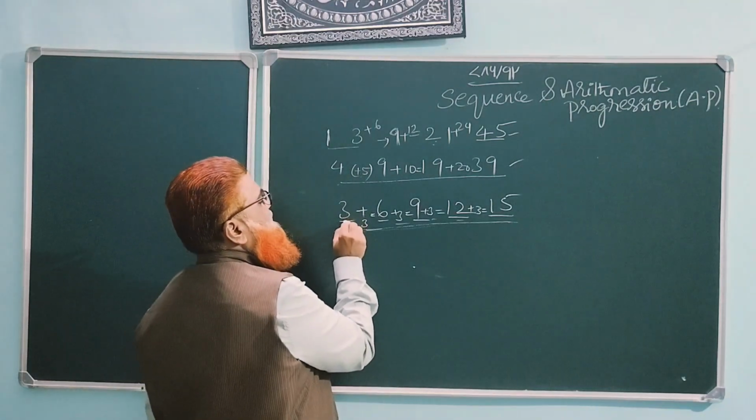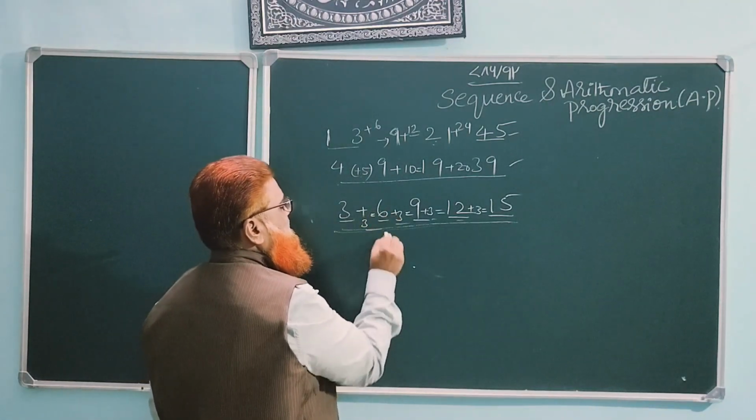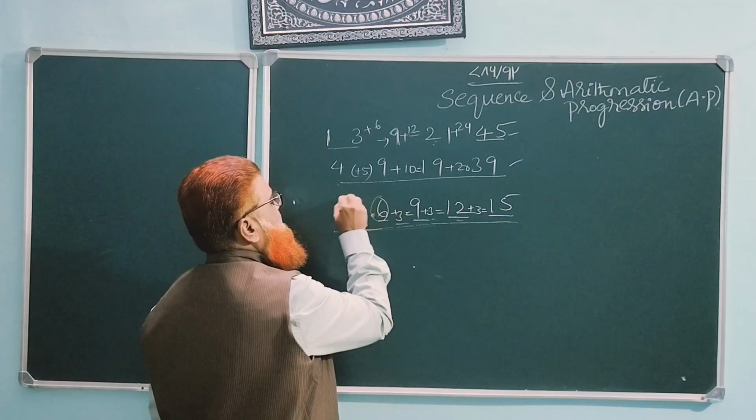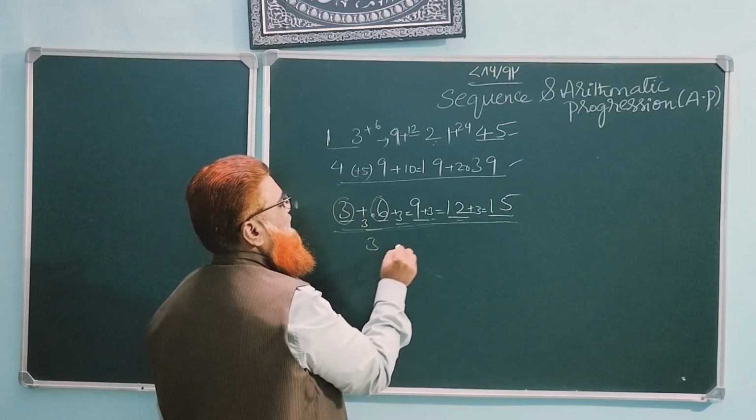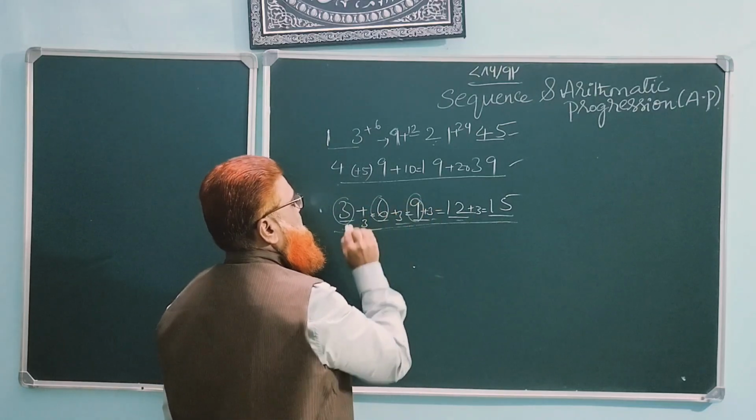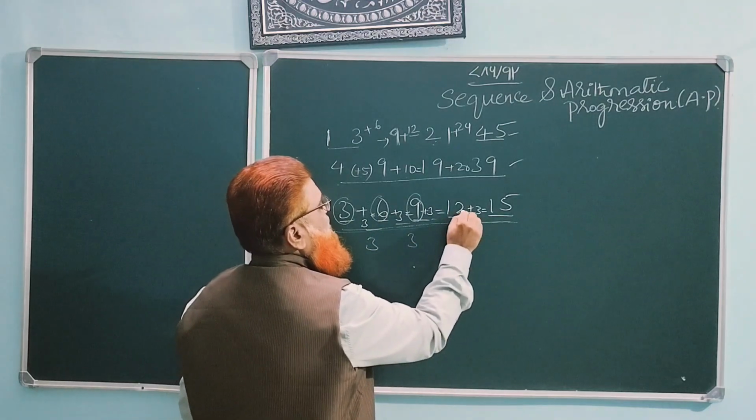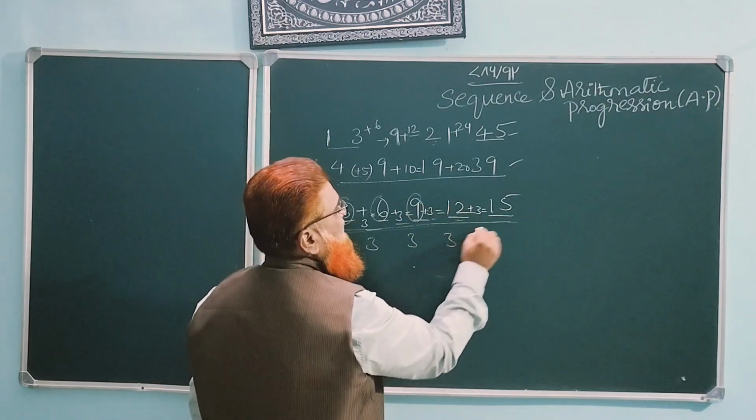When you see this, 6 minus 3, the difference between the second term and the first term is 3. The difference between the third term and the second term is 3. And the difference between the fourth term and the third term is 3.